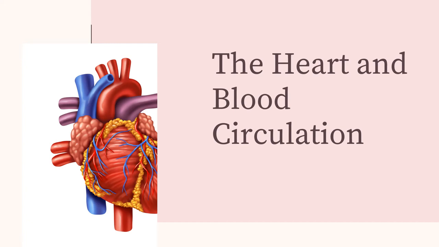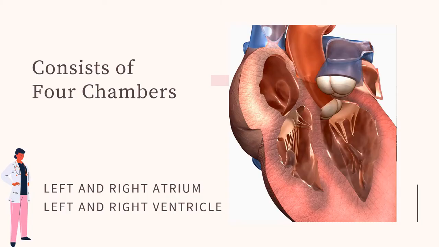Today, I'm going to discuss the heart and the blood circulation. The human heart consists of four chambers. The left and the right atrium, which are the receiving chambers, contract to push blood into the lower chambers, the left and the right ventricles, which act as the pumping chambers, propelling blood to the lungs or to the rest of the human body.